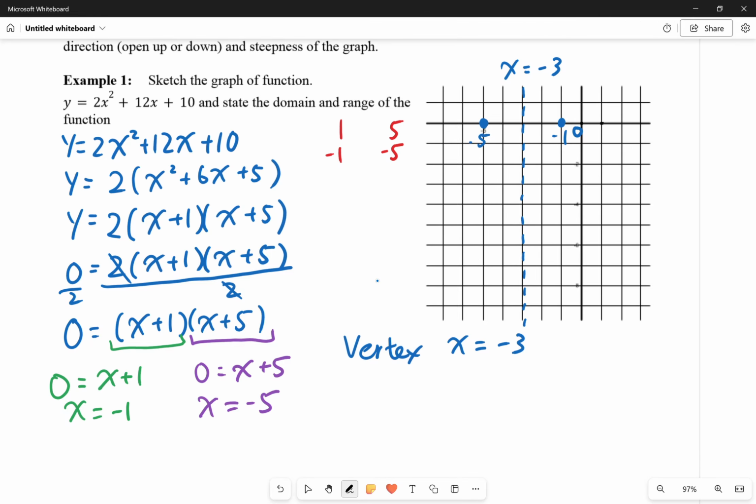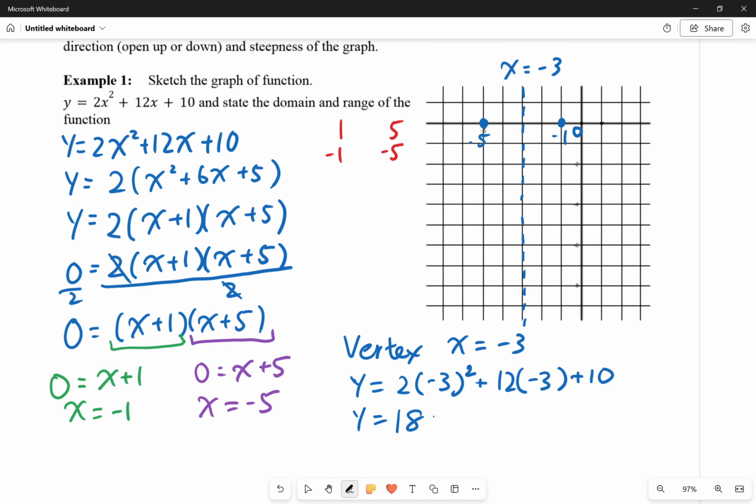So what I have to do is take this x equals -3, plug it back into the equation, and go find the y value. So y is equal to 2 times -3 squared plus 12 times -3 plus 10. You really have to watch your negatives when it comes to these guys. First step, I have to square this. -3 squared is a 9. 9 times 2 is 18. So the first term is 18.